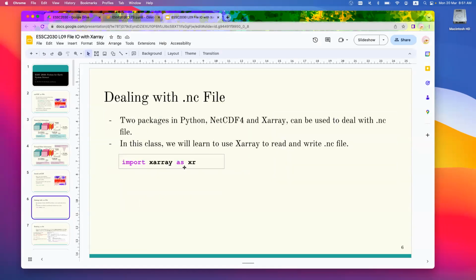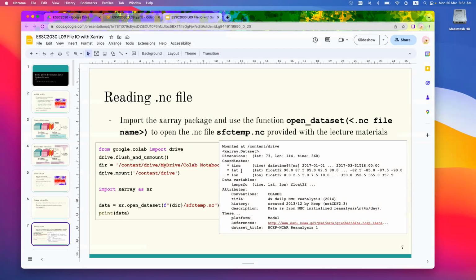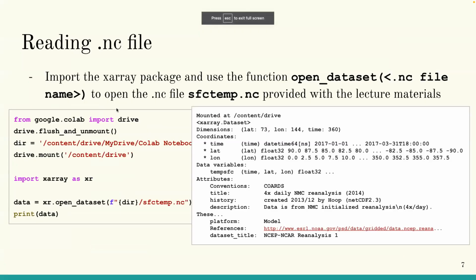Okay, I've just talked about this. We import the Xarray library. And how do we read the NC file? Of course, we need to include the 4 lines for reading your Google Drive, and then import Xarray. And here is how we open a data set.